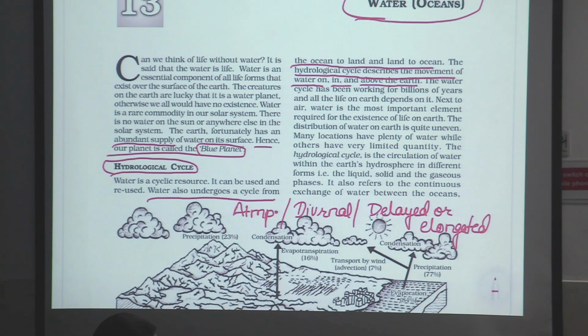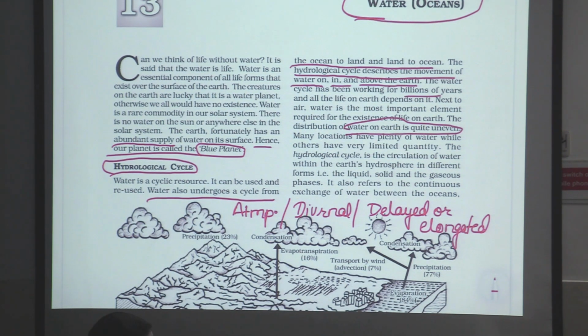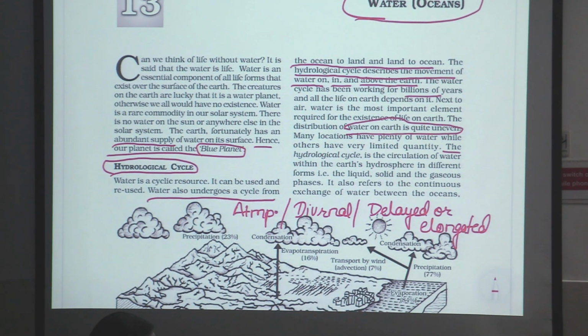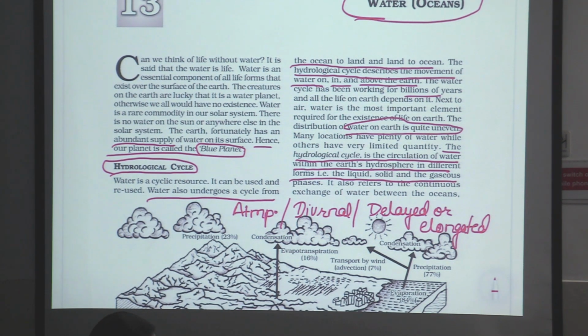It reads that the water cycle has been working for millions of years, and when I take the distribution of water on the Earth's surface, which is quite uneven, it gives me the reference of circulation of water. Hydrological cycle is circulation of water within the Earth's hydrosphere in different forms, liquid, solid and gaseous phases.